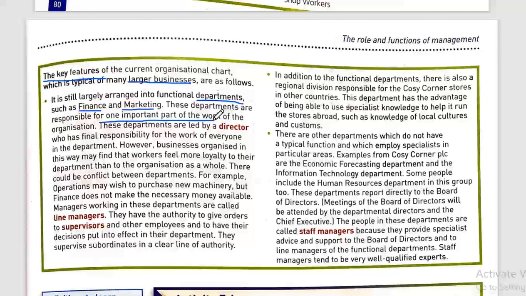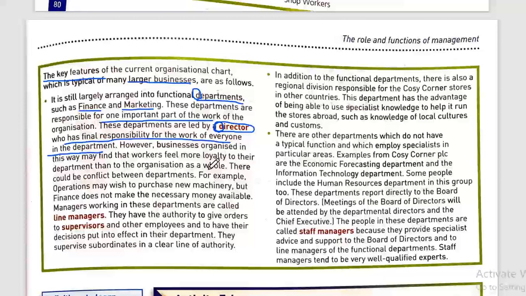They're responsible for their major, and these departments are led by the director. If I want to give you something to remember, the D and the D here: departments and directors. The director has the final responsibility for the work of everyone in the department. So the director is responsible for every result that comes out of this department.